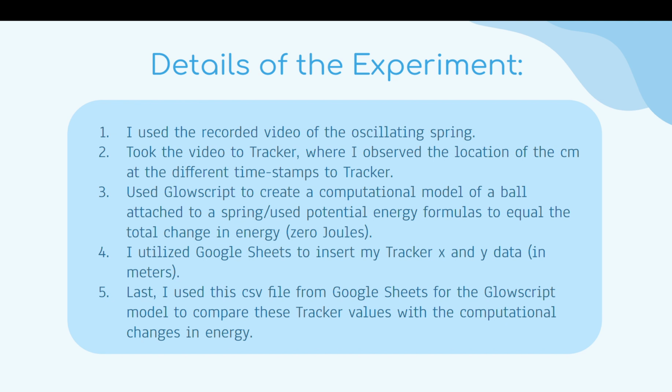Some of the details of the experiment: I first used the recorded video of the oscillating spring, and then I took that video to Tracker, where I observed the location of the center of mass at different timestamps. Then I used GlowScript in VPython to create a computational model of a ball attached to a spring, and I used the potential energy formulas I mentioned earlier to equal the total change in energy, which will be 0 joules. I also used Google Sheets to insert my Tracker X and Y data, and I used the Google Sheets file for the GlowScript model to compare these Tracker values with the computational changes in energy.